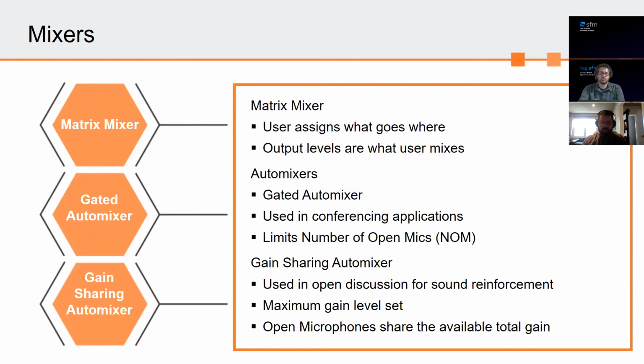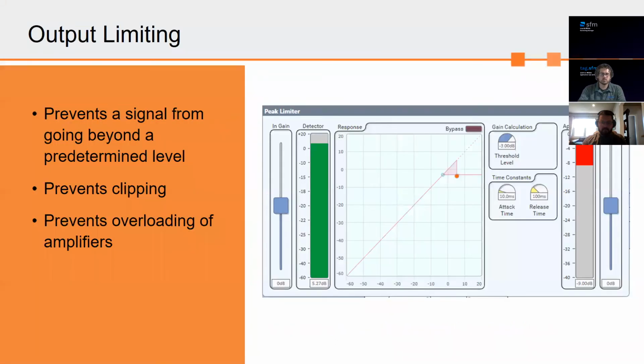So we've kind of talked about processing. We've moved through AEC processing. We've talked about our inputs. We've got to make our way to the output, right? So we think about things like output limiting. So here we are talking about our output limiting. And the output limiting is essentially a peak limiter.